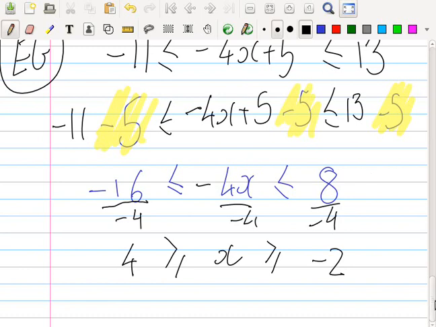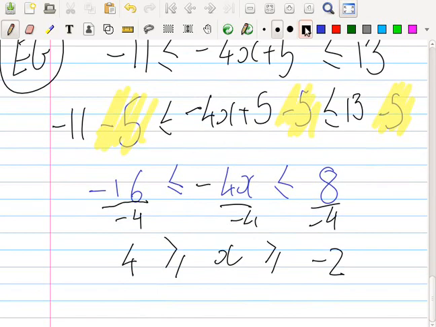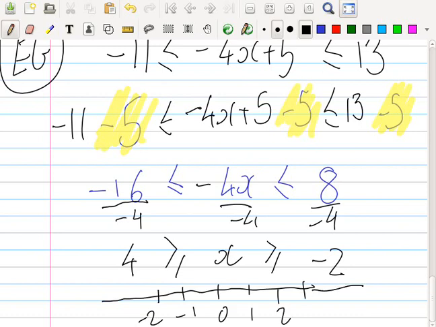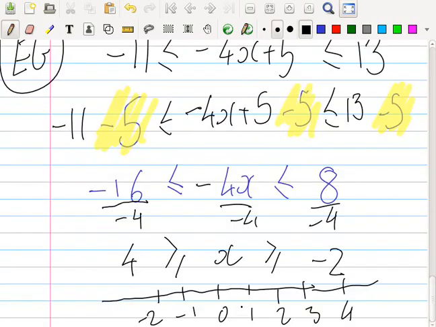Okay. Now, we haven't dealt with the fact that x is a natural number. Okay, so is this answer fully right? I mean, is the answer x is between, let me draw it here, -2, -1, 0, 1, 2, 3, 4. Yeah, I can't use minus numbers, yeah? So, because x is a natural number, yeah.